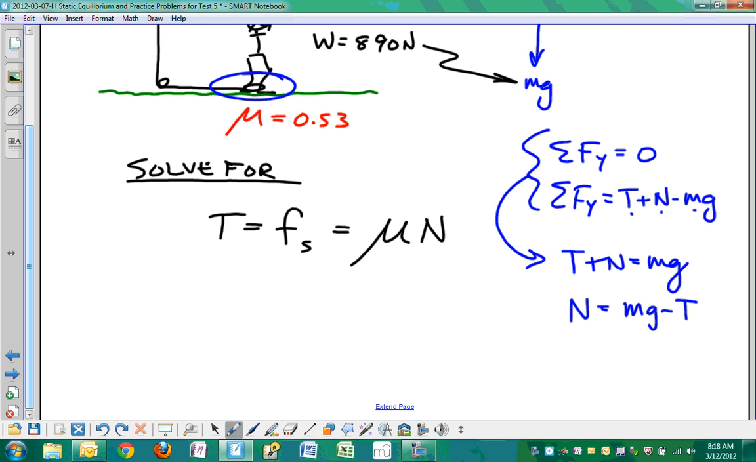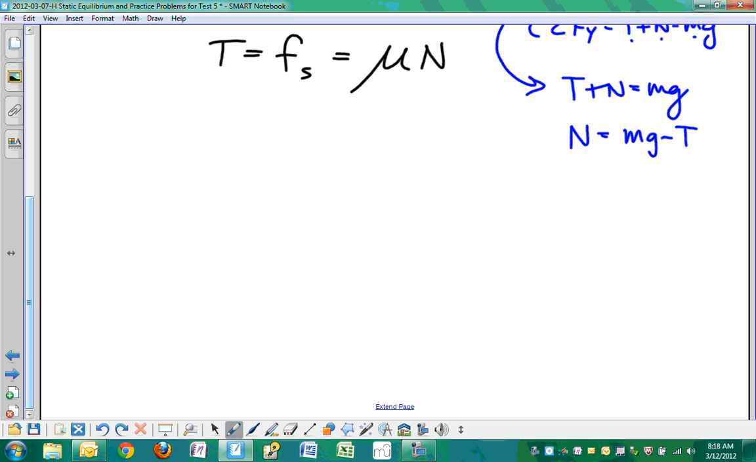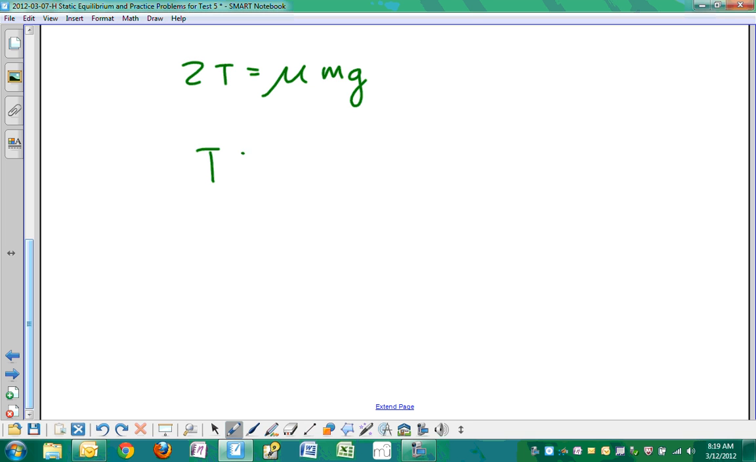Does that make sense? So now let's take a look at what we got. This expression right here now becomes tension is equal to mu times mg minus tension. And now it's just a matter of algebra, isn't it? Getting to here was the kind of weird part, because you have to take tension into account twice. So now we have 2T is equal to mu mg. So T is equal to mu mg over 2.